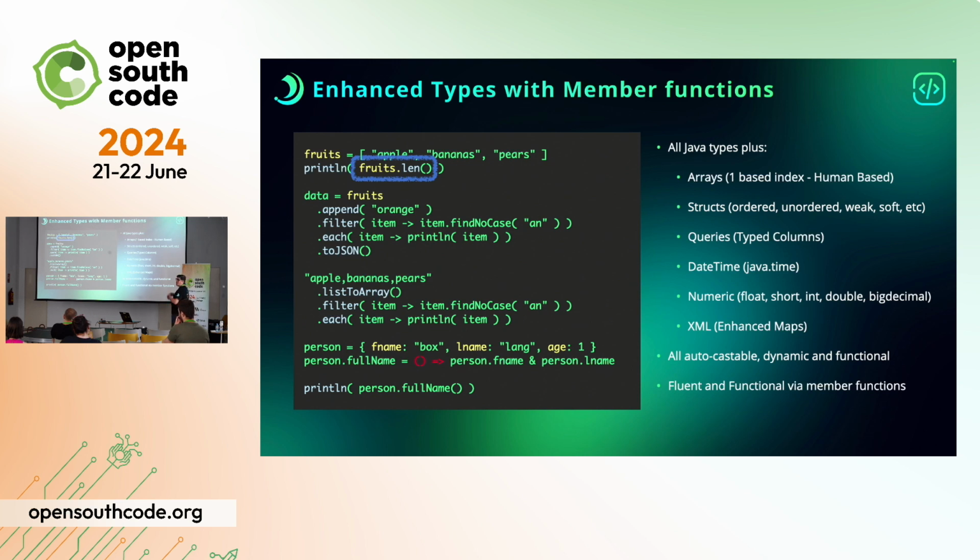XML, we also provided an XML type as well, which is a version of enhanced maps. They're all auto-castable. That means that we'll detect when you're sending it to a function that accepts long, but you send a double, we'll transform it for you. It's all supposed to be dynamic and functional and fluent.